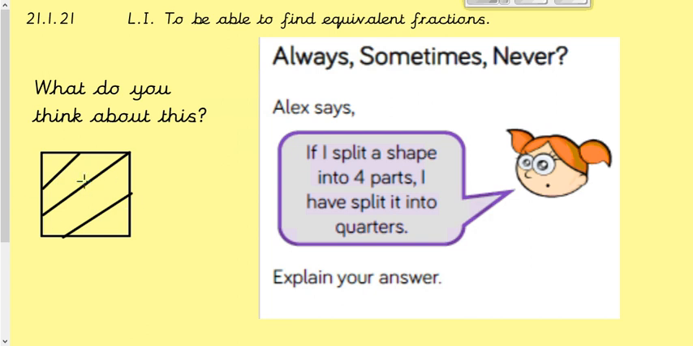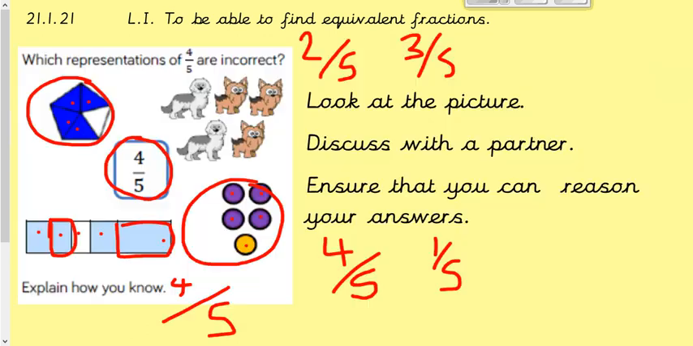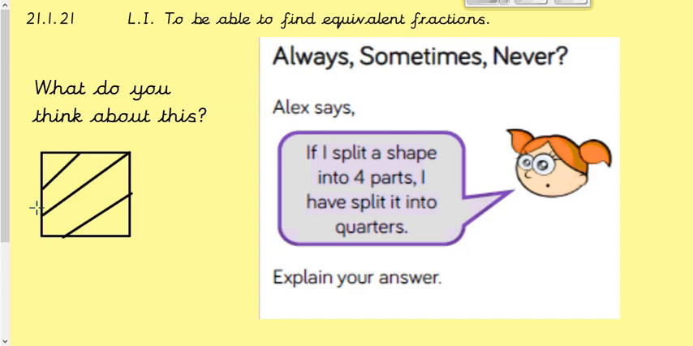Does this show quarters? Think about what I said with this question here. Have I split it into quarters, do you think? Now the answer would be no, because actually these are not the same size. You can see that this part of the shape is a lot bigger than this, so therefore they're not equal and they wouldn't be quarters. Okay, they're split into 4 parts, yeah, but they're not quarters. They need to be split into 4 equal parts if it's going to be quarters.